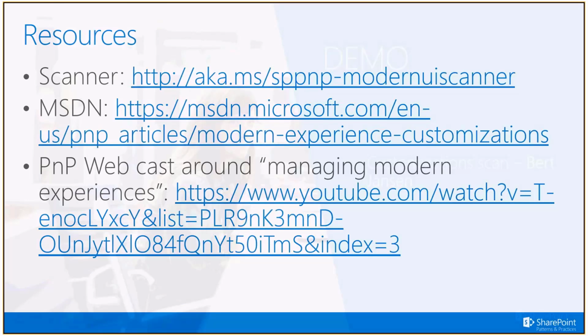All right, I think that brings us to the end of this webcast. So some resources: the scanner, aka.ms/sppnp-modern UI scanner. If you use the scanner and want to understand in depth why it is doing certain scans, please check out our MSDN guidance, because that explains which customizations do work on modern and how to apply them, and also explains what is not working. So the scanner is giving you the tool to do what the MSDN article describes: assess your tenant and find out what is not working. Well, we never had a tool. Now we have a tool for you that can do that step for you.